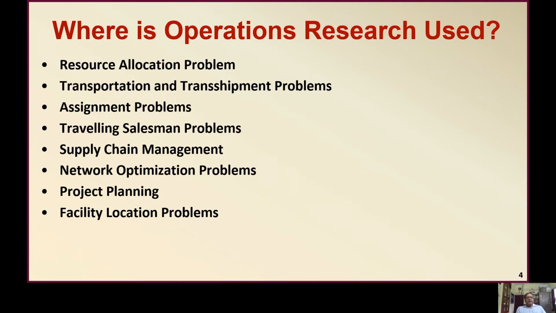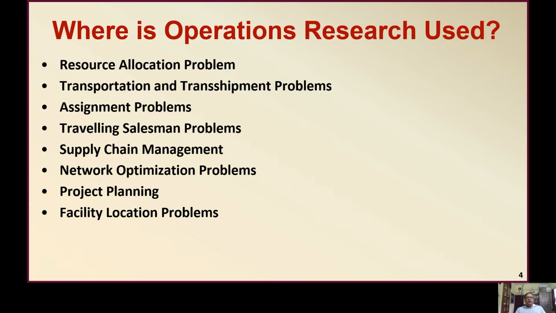Having said that, operations research could be used in so many different kinds of problems, and here are some examples. The first one is the resource allocation problems. Just now I gave some idea about how there are different resources which are required, let's say, to produce something, and invariably some or the other resource becomes a bottleneck resource.